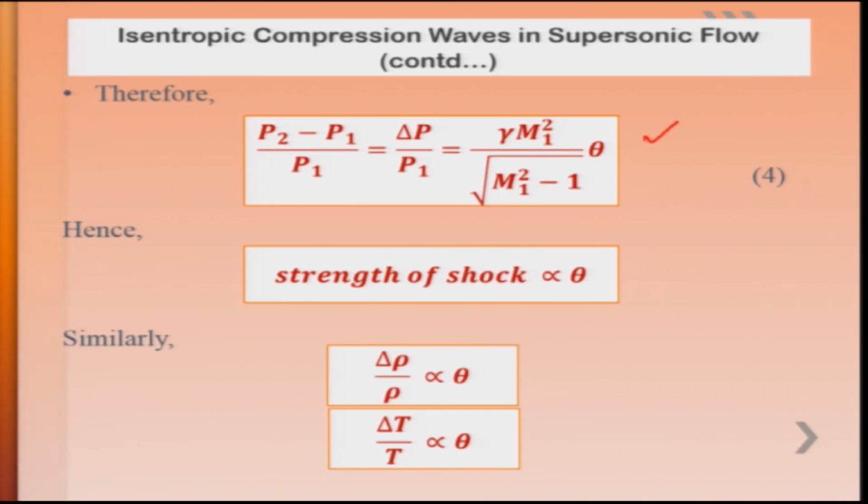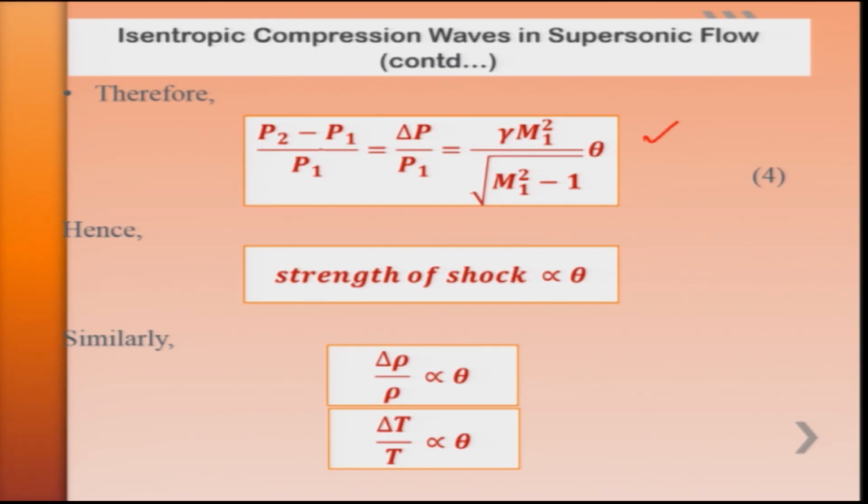Now what we eventually see here is that for a finite pressure change, that is the finite strength of the shock wave, the strength of the shock is directly proportional to theta for a given upstream Mach number and a given gamma, the ratio of specific heats. Doing the same exercise with the static density ratio and temperature ratio, I can find that the fractional change in density or the fractional change in temperature is also proportional to theta.